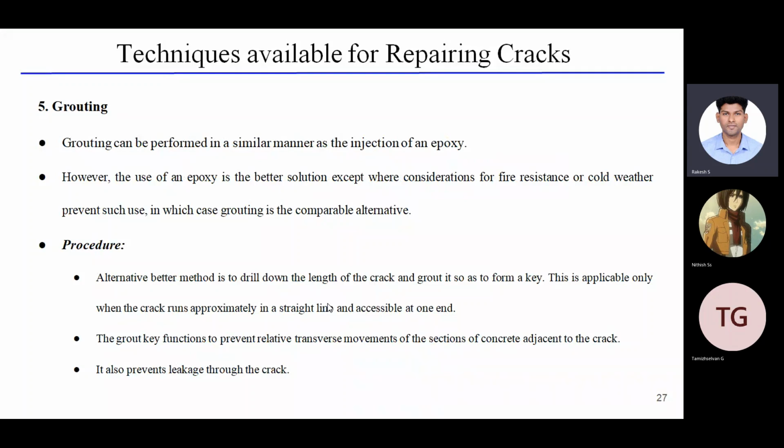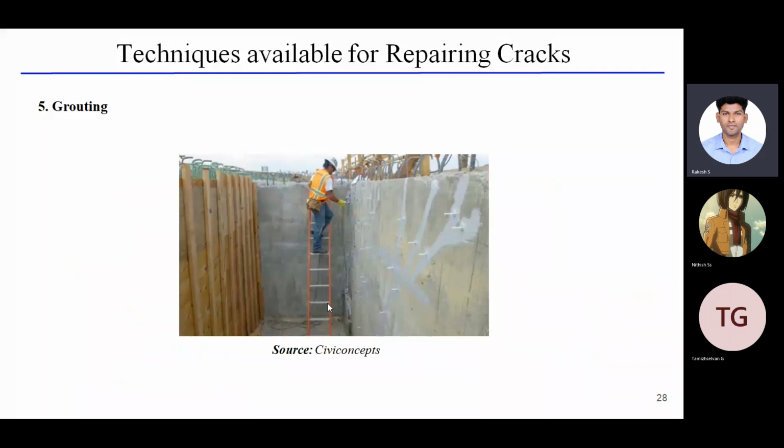The alternative method is to drill down the length of the crack and grout it so as to form a key, and this is applicable only when the crack runs approximately in a straight line and is accessible from one end. Otherwise, it could be a very difficult way to cure the cracks. The grout key functions to prevent relative transverse movements of the section of the concrete adjacent to the crack, and it also prevents leakage through the crack. And this is the grouting process.